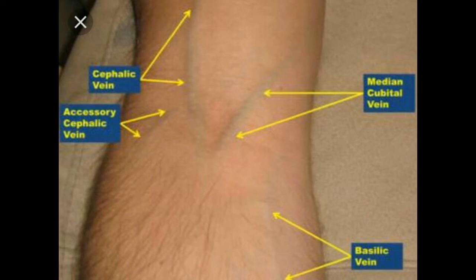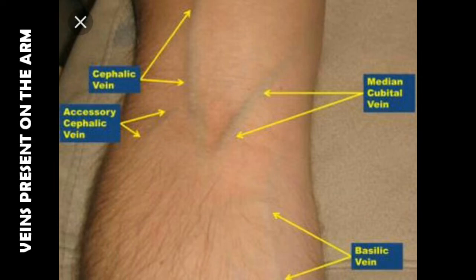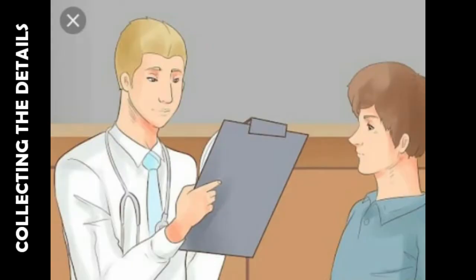Let's see what veins are present in the arm for sample collection: the cephalic vein, accessory cephalic vein, median cubital vein, and basilic vein. Mainly the median cubital vein is used for sample collection.